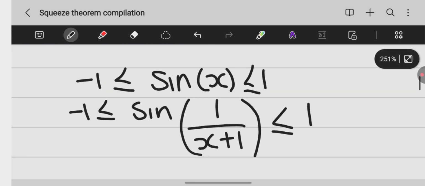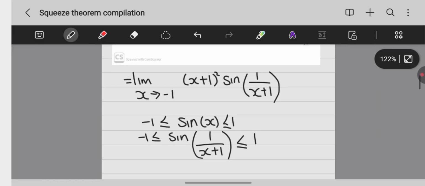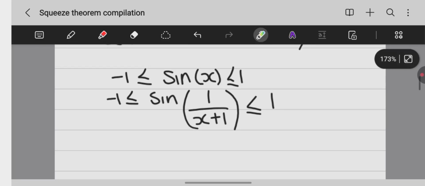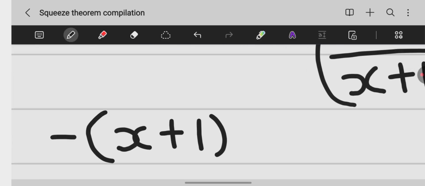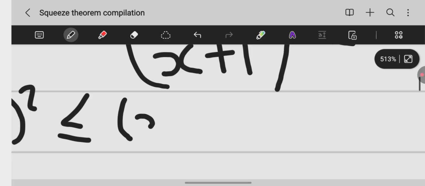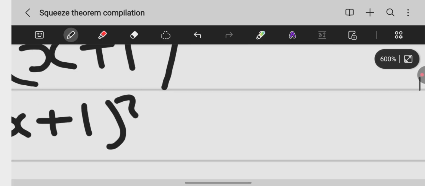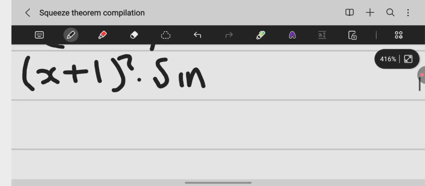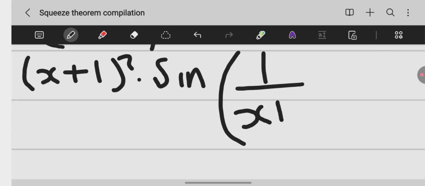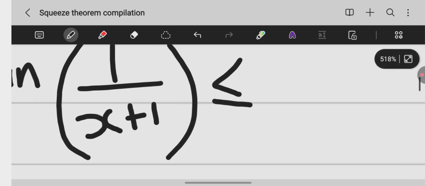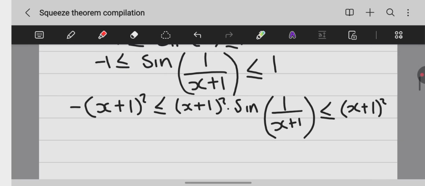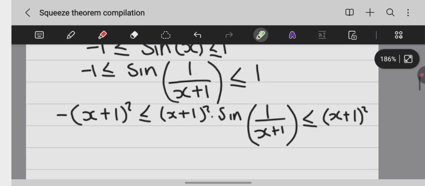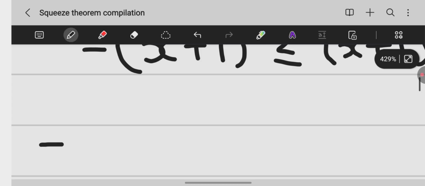Remember, the angle really does not change what your inequalities look like. And then it says now we should multiply by x plus 1 squared. I'm just going to do that everywhere. So now I'd have x plus 1 squared, x plus 1 squared, multiplied now by the sin of 1 over x plus 1. And this side also changes to x plus 1 squared. And now because our middle looks exactly like the given question, I can now just apply the squeeze theorem.